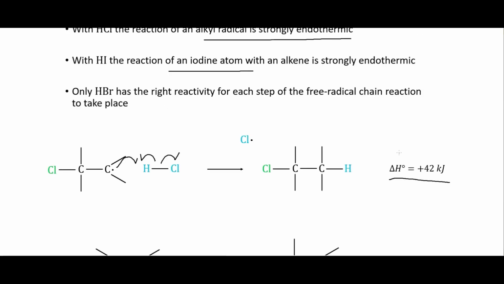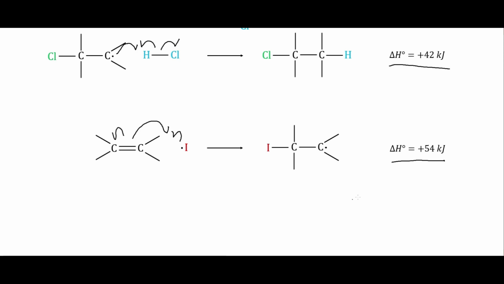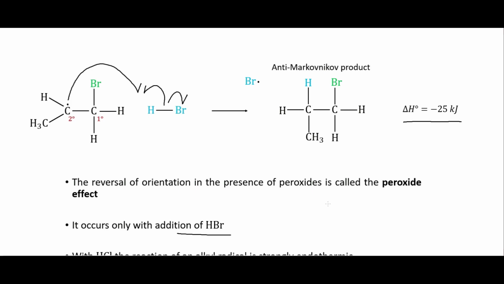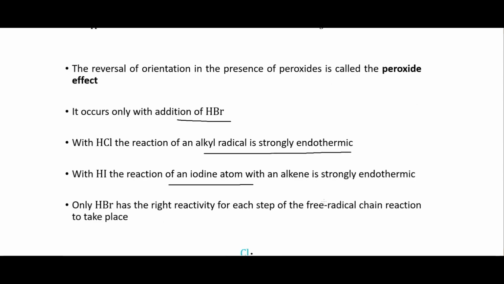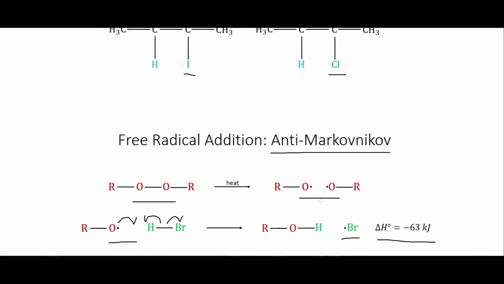And then with the iodine, the reaction of the iodine atom with the alkene is going to be strongly endothermic. So having this come here, and then this go there, so that we end up with this right here. So this is going to be unfavorable as far as the heat of reaction goes there. And so it's only with this HBr that we see this anti-Markovnikov product. But anyway, that was what I wanted to talk about in this video.